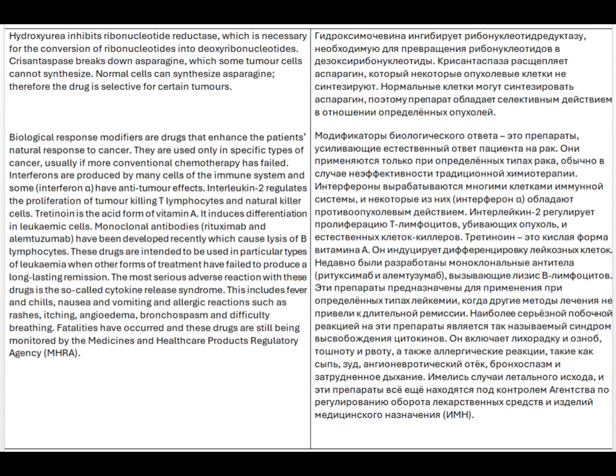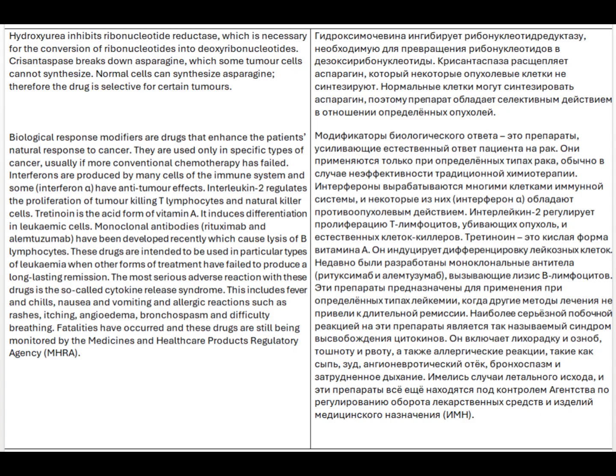Interleukin-2 regulates the proliferation of tumor-killing T lymphocytes and natural killer cells. Tretinoin is the acid form of vitamin A. It induces differentiation in leukemic cells. Monoclonal antibodies, rituximab and alemtuzumab, have been developed recently which cause lysis of B lymphocytes. These drugs are intended to be used in particular types of leukemia when other forms of treatment have failed to produce a long-lasting remission.